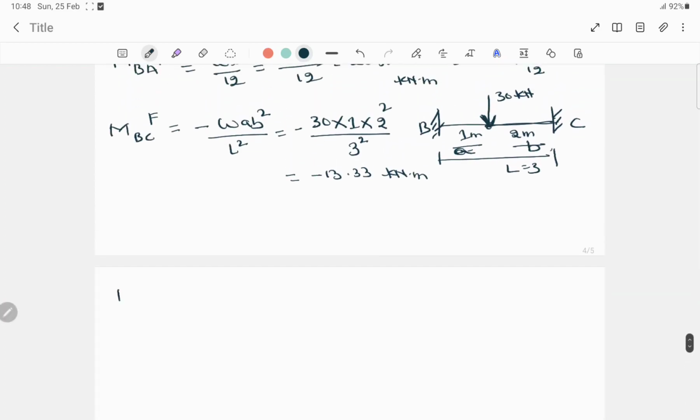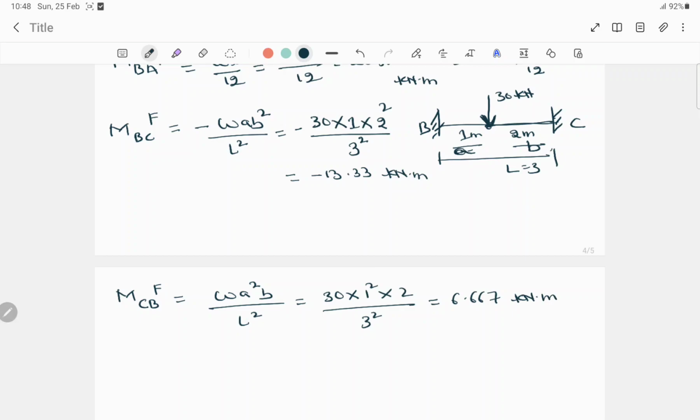Now we have to find for CB. The fixed end moment for CB will be positive WA square B upon L square. Now what is W here? 30 into a is 1 square into b is 2, divided by L square is 3 square. Then we'll get the value around 6.667 kilonewton meter. So now we have the value for MCB.